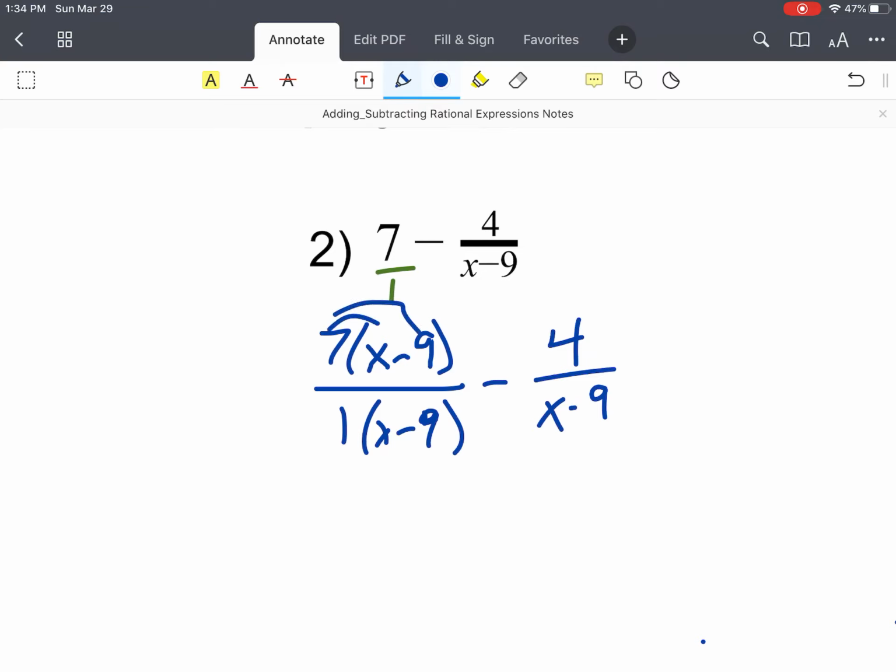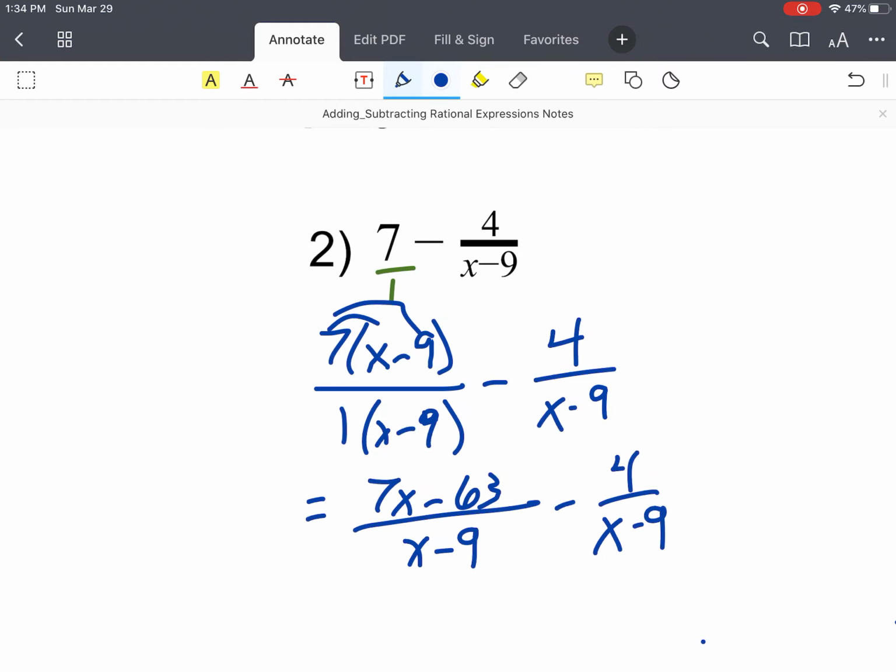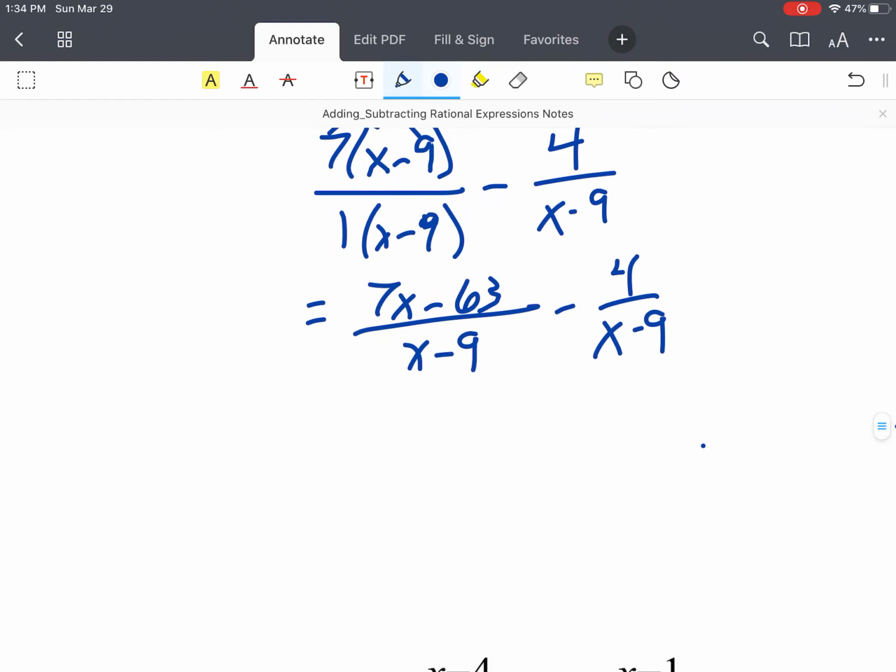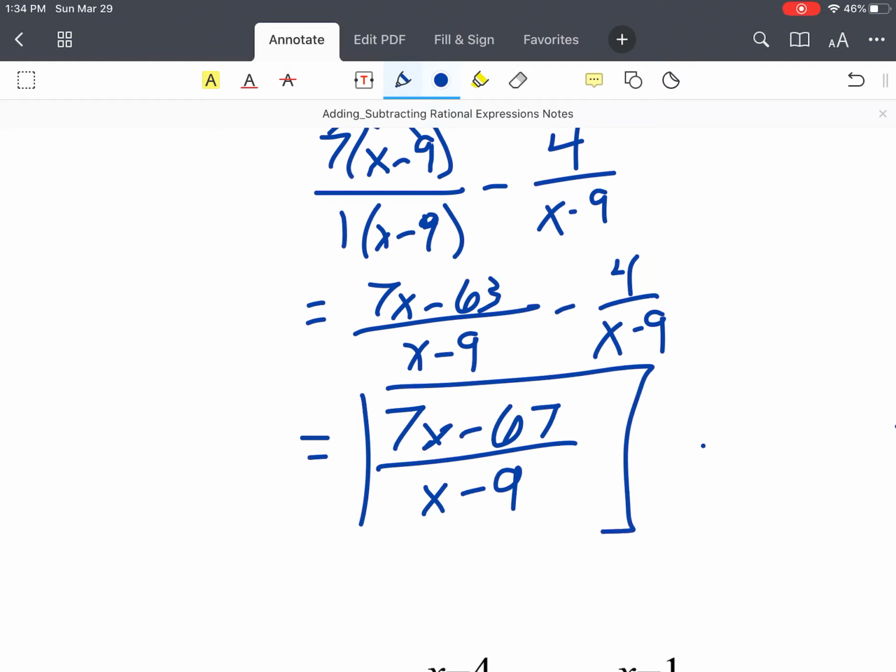Okay. So on top, I get 7x minus 63. On bottom, I get x minus 9. And then minus 4 over x minus 9. All right, and then just subtract the two fractions, and you get 7x minus 67 over x minus 9. There you have it.